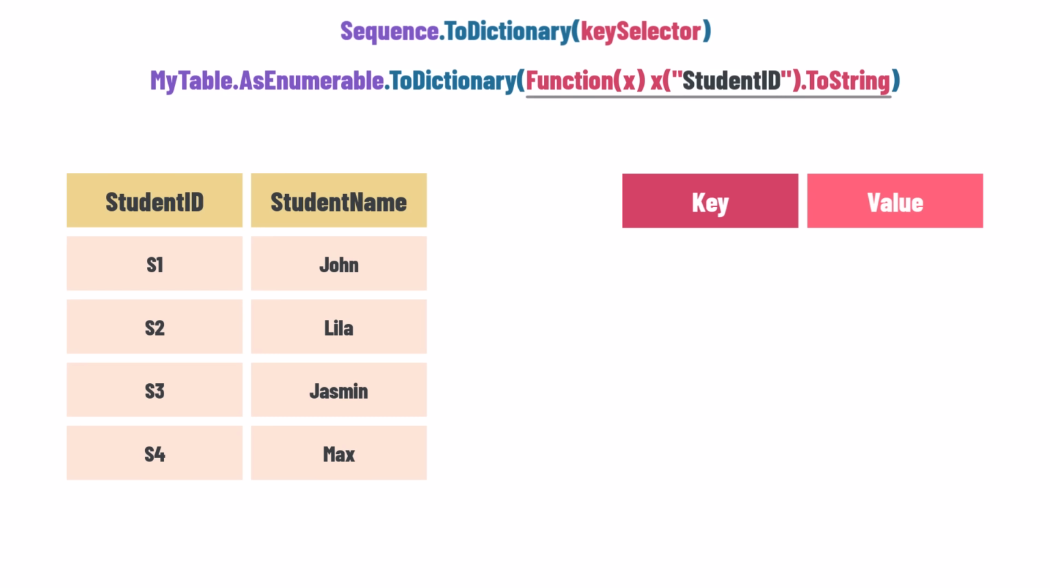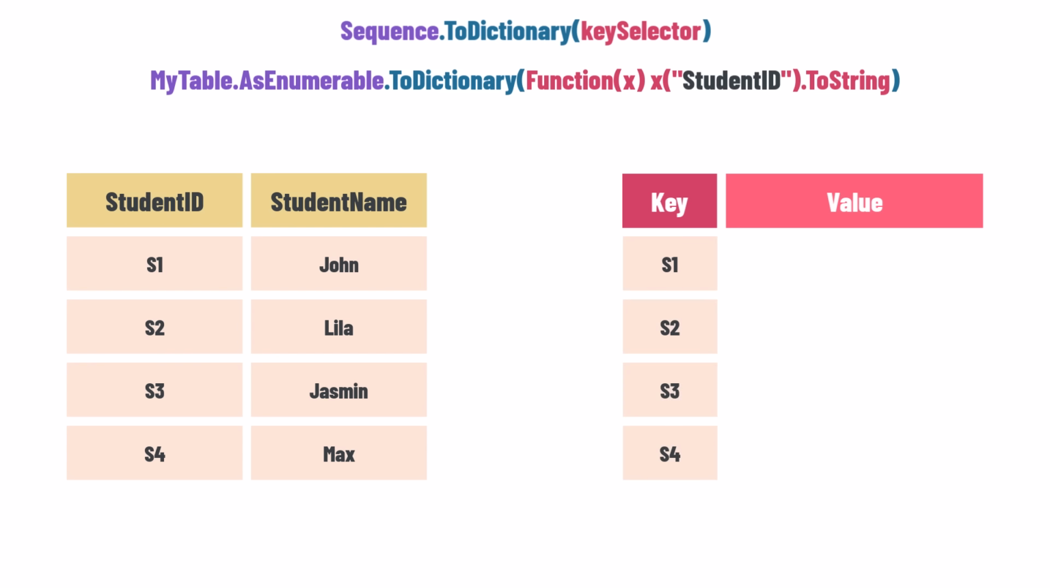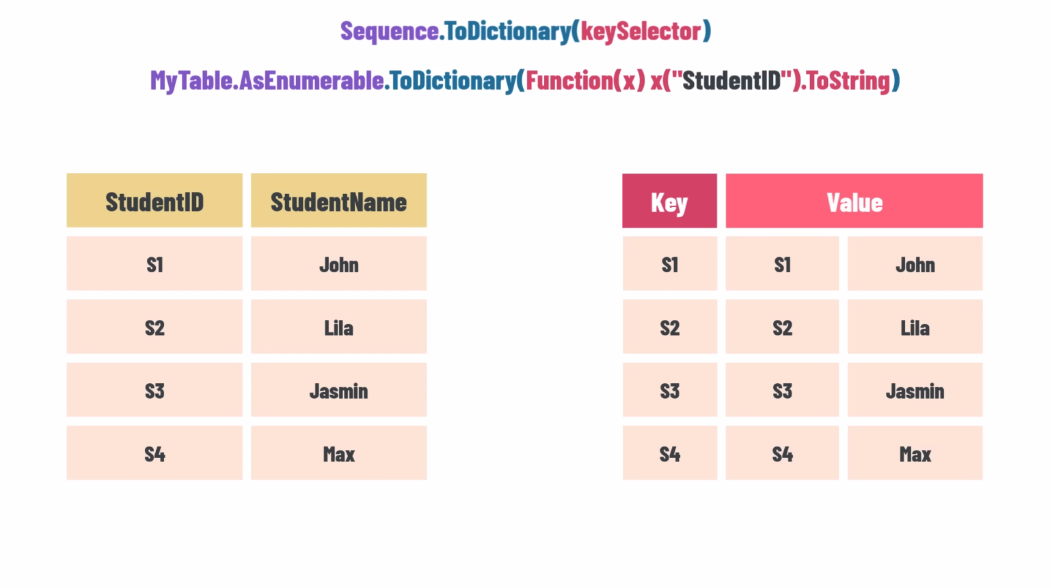So, I am only selecting the keys from the column student ID using a lambda expression. The dictionary contains now the following keys. The values in this example will be the complete row of the student ID. For example, the value of the first key will be the first row of the table. The value of the second key will be the second row of the table. And so on, each key has the complete row as value. This means, the output is a dictionary of string, data row.